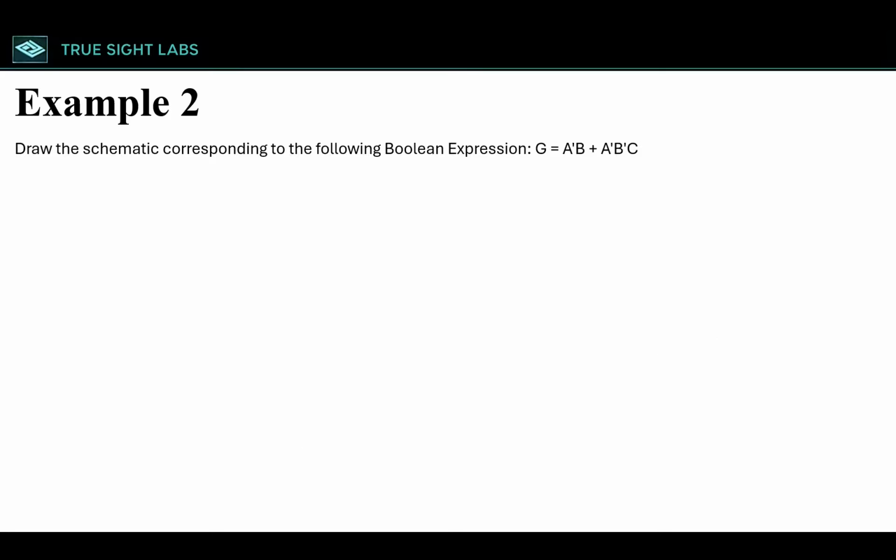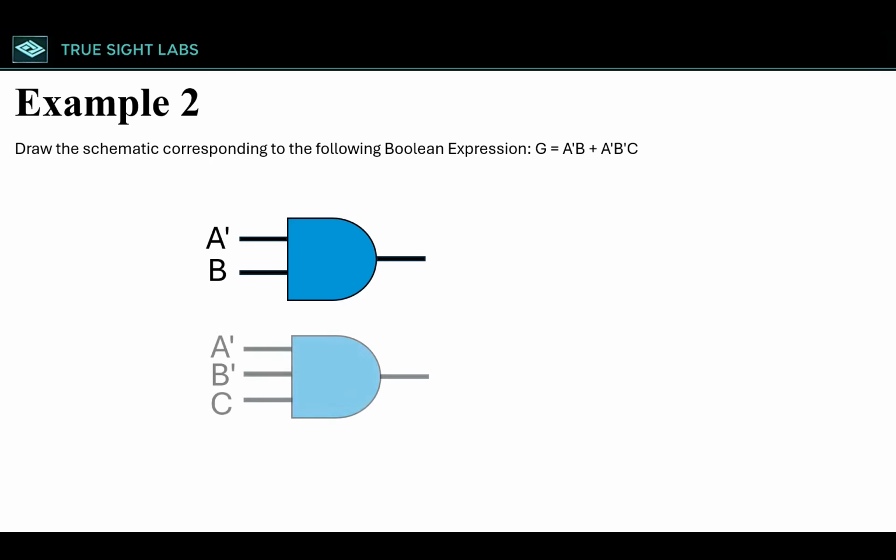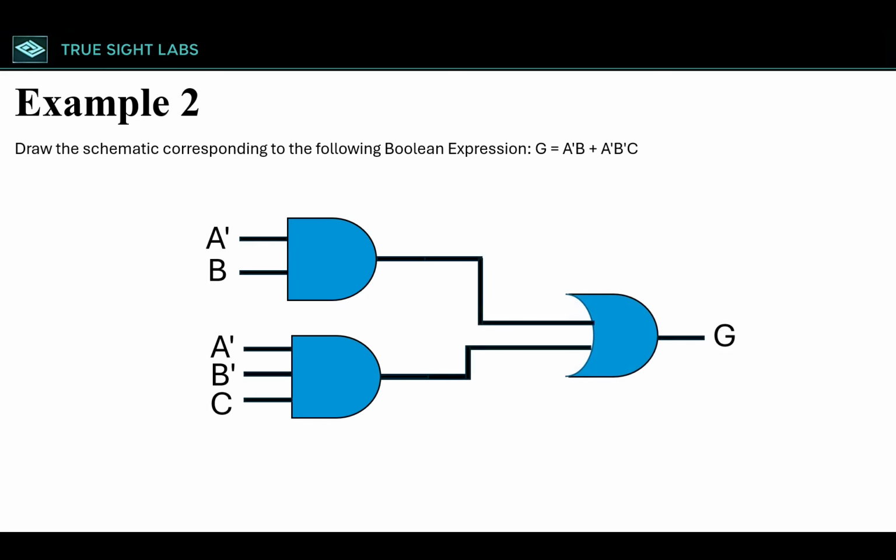So how does this example work? Well, if we look at the expression, there are 2 terms separated by a plus sign. The first term is a prime B, so we draw a 2-input AND gate using a prime and B. The second term is a prime B prime C, so we draw a 3-input AND gate using a prime, B prime, and C. Next, we take the output of both of those terms and feed them into a single OR gate. That OR gate produces the final output G.